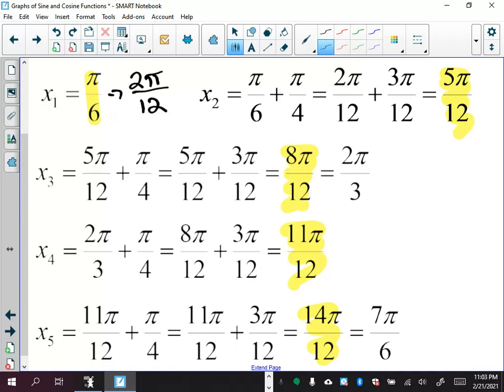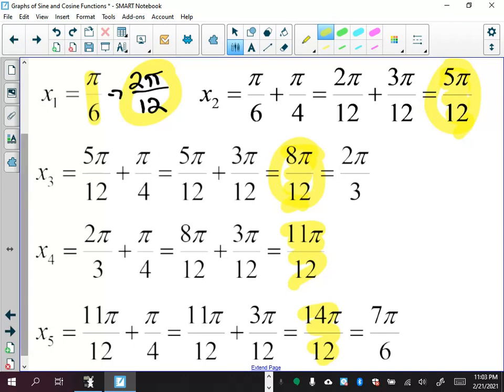But if you have everything in terms of the same denominator, you look at your 5 key points here. Everything is with a 12. And so we have a 2, a 5, an 8, an 11, and a 14. You can work with that because you can take from 0 to pi and divide it into 12 tick marks. And then you'll be able to plot it the way you need to.